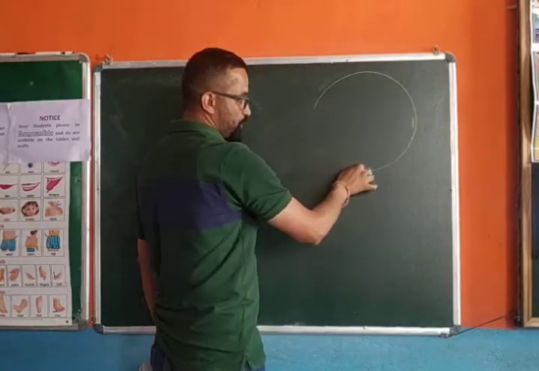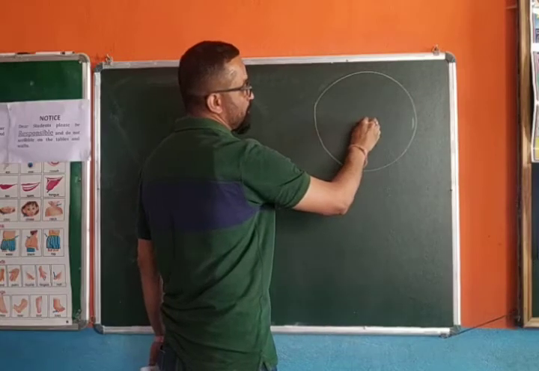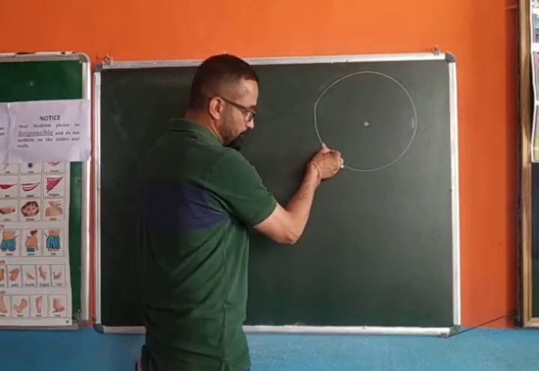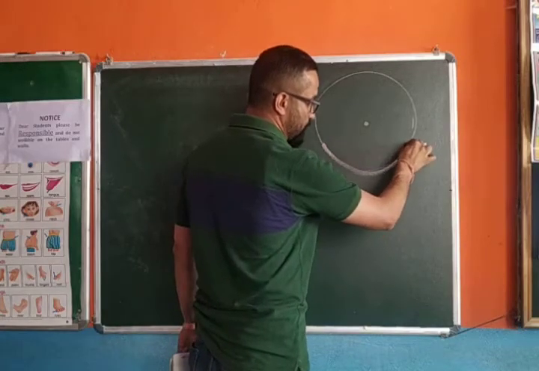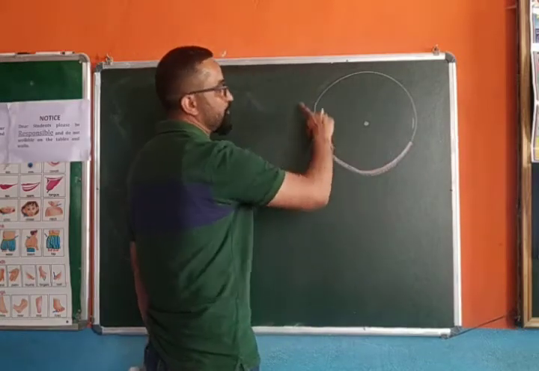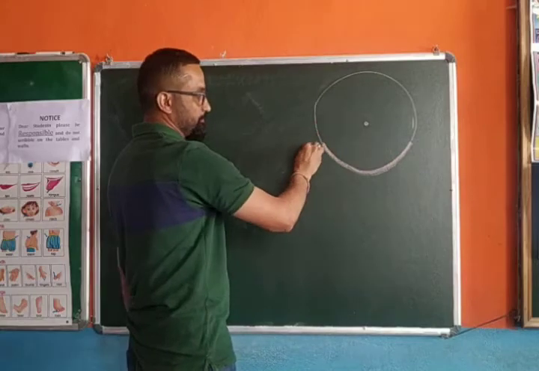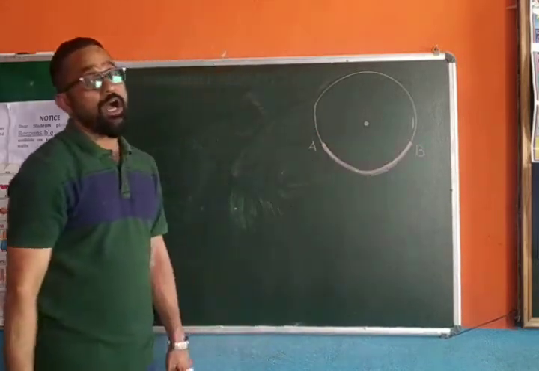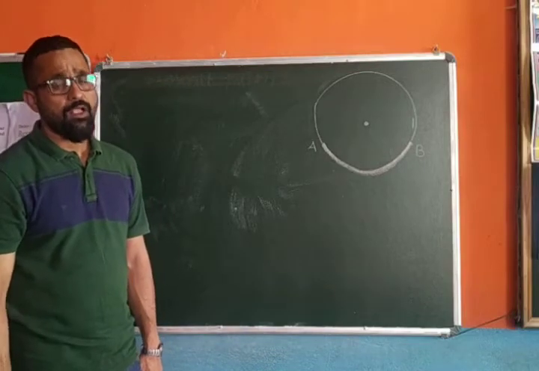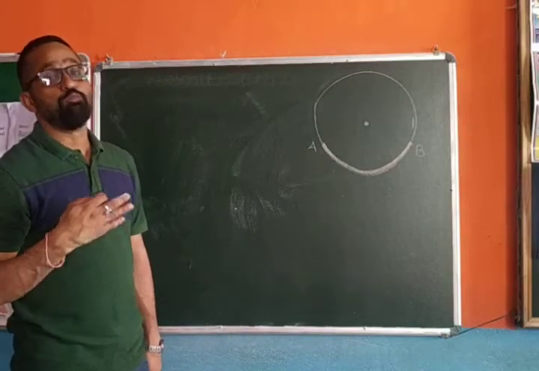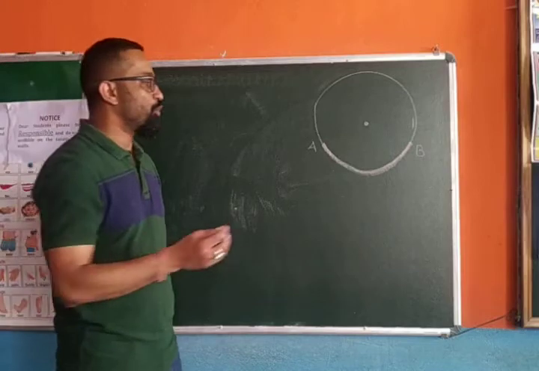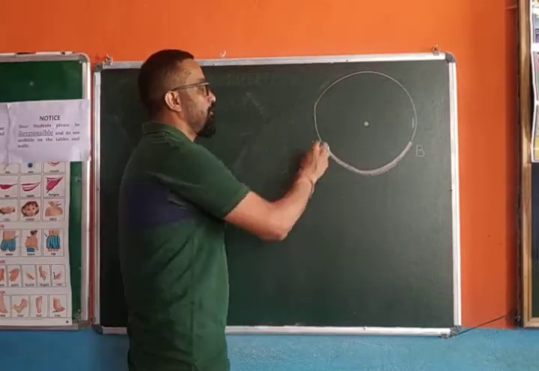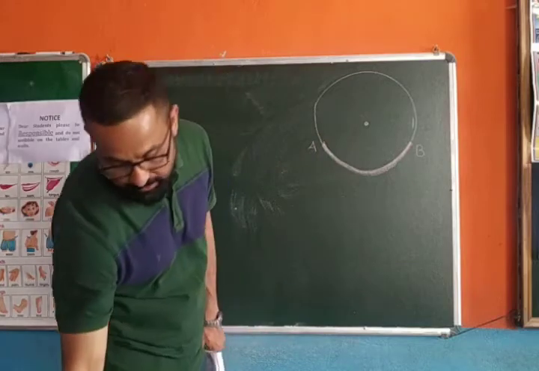So you draw a circle with center O. If you have an arc drawn which is half of the whole arc, it is known as minor arc. An arc which is more than half of the whole arc is called major arc.